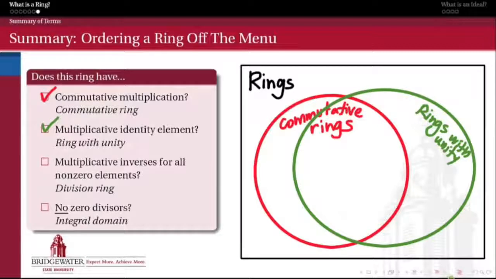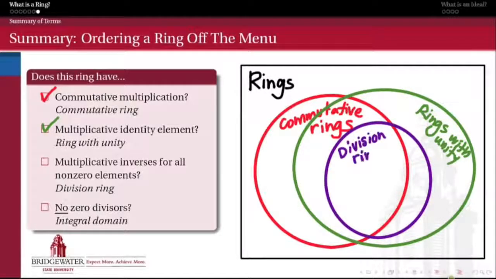Then we had examples of rings in this video that had multiplicative inverses for all non-zero elements. We're going to call those division rings. Again, division just being the inverse operation to multiplication. And it turns out that in order to define an inverse in the first place, we need to have a unity, an identity element with respect to multiplication. So every division ring has to be a ring with unity. But as we saw in this video, not every division ring has to be commutative. Hamilton's quaternions were a division ring, but they weren't a commutative division ring.